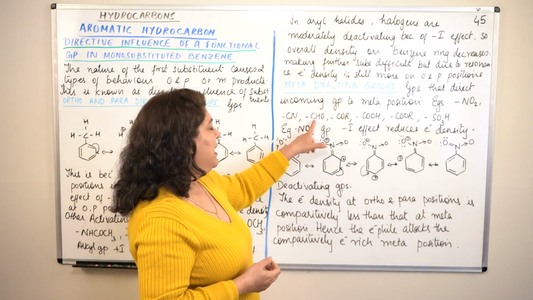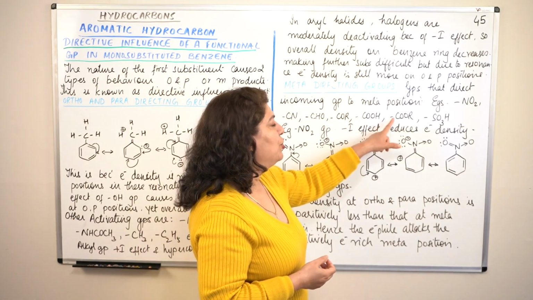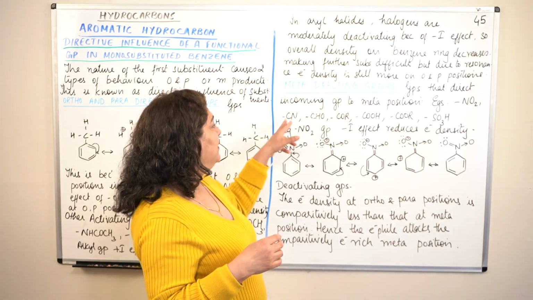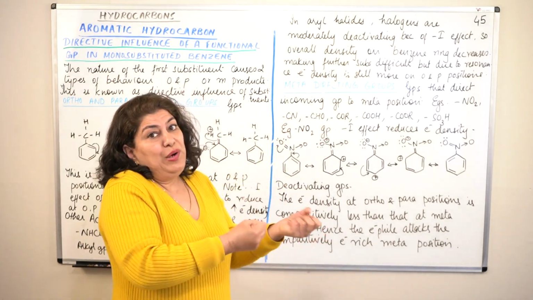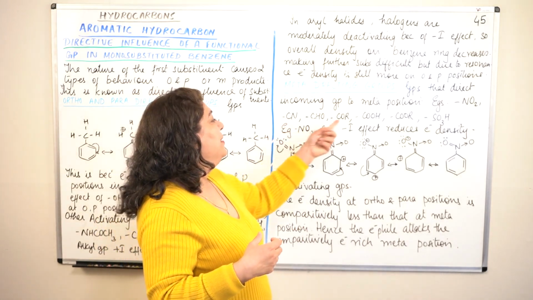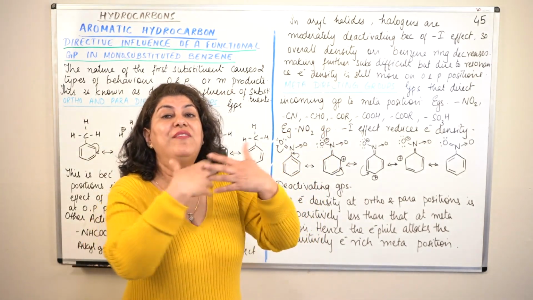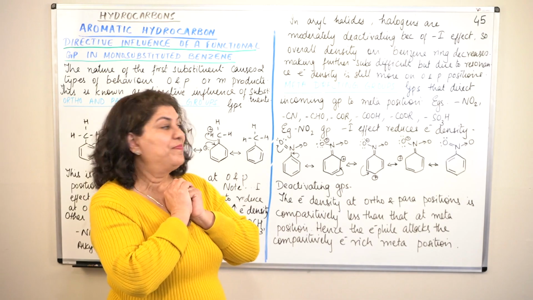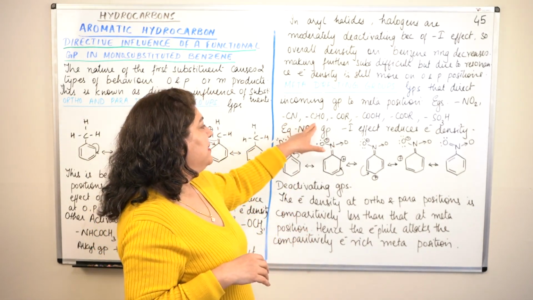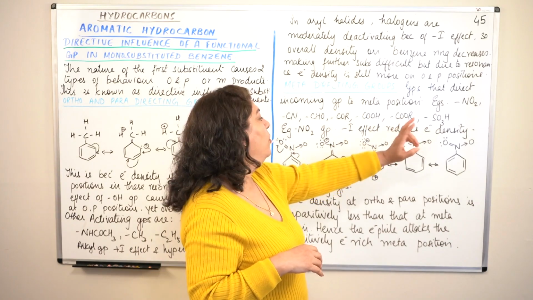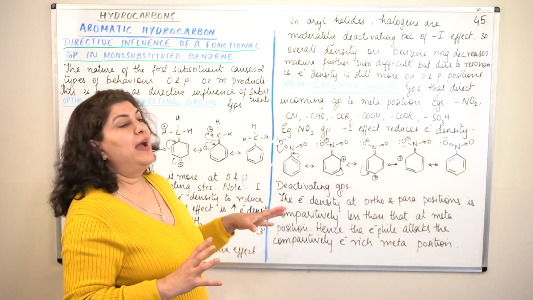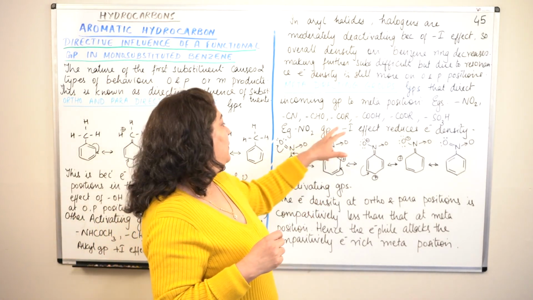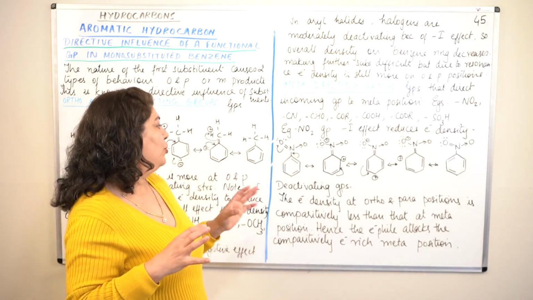Then CN group, CHO group, COR group, COOH group, COOR group, and SO3H. In all of these, the atom itself or the atom next to it is pulling the electrons away from it, and therefore the atoms cannot give electrons towards the ring. They are electron withdrawing groups. So examples: NO2, CN, CHO, COR, COOH, COOR, SO3H. All these are electron withdrawing groups. They are deactivating groups. And in the case of NO2, the nitro group, let us see that now.